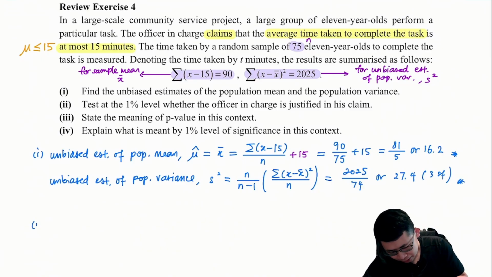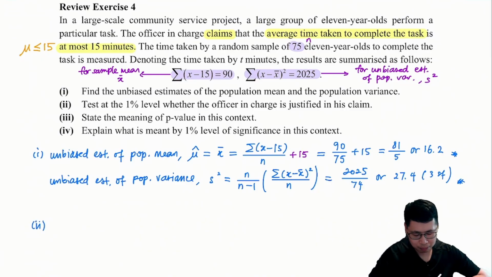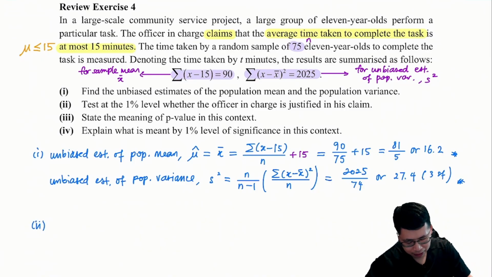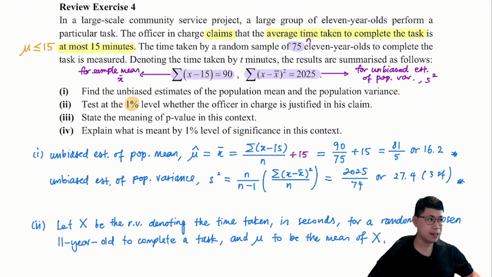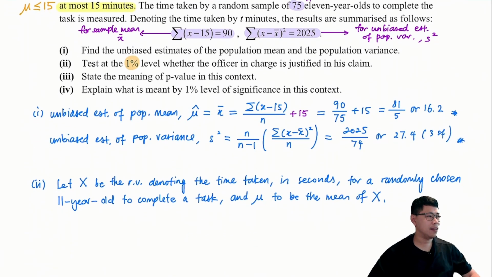Part 2, so now we're going to test at the 1% level. The 1% level refers to our significance level, whether the officer in charge is justified in the claim. Because this is a testing process, we're going to do all our 7 steps as usual. Step 1, declaring our random variable, something like this over here, and mu to be the population mean of random variable x.